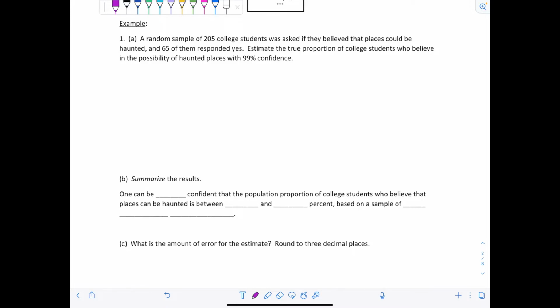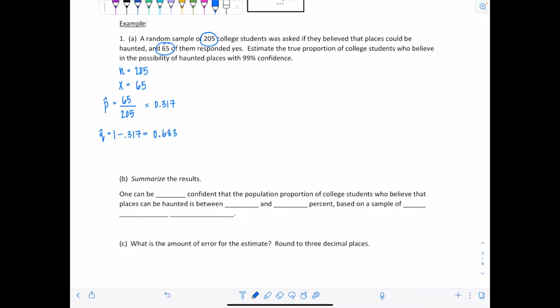1A. A random sample of 205 college students were asked if they believed that places could be haunted, and 65 of them responded yes. Estimate the true proportion of college students who believe in the possibility of haunted places with 99% confidence. All right, so let's figure out what n and x are. The sample size was 205, so that's n. And how many responded yes? 65. So p hat is 65 divided by 205, which gives us 0.317. And q hat is 1 minus 0.317, so we have 0.683.